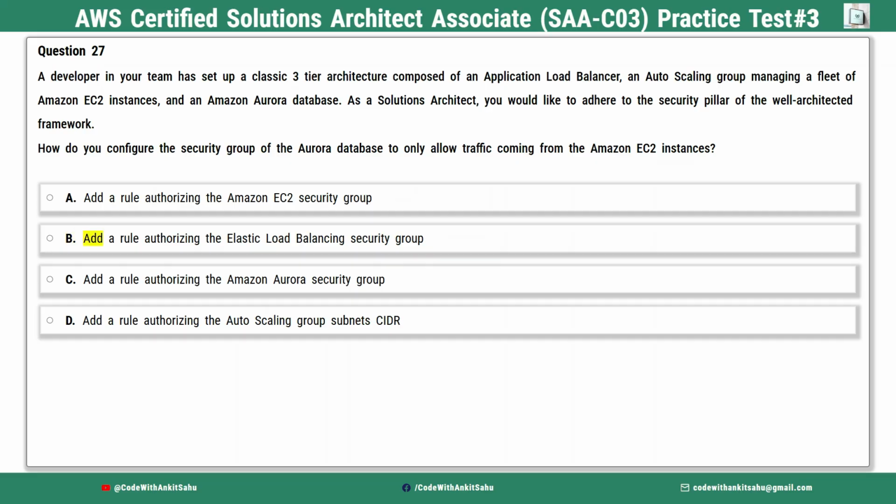Option B. Add a rule authorizing the Elastic Load Balancing security group. Option C. Add a rule authorizing the Amazon Aurora security group. Option D. Add a rule authorizing the auto-scaling group subnet CIDR.